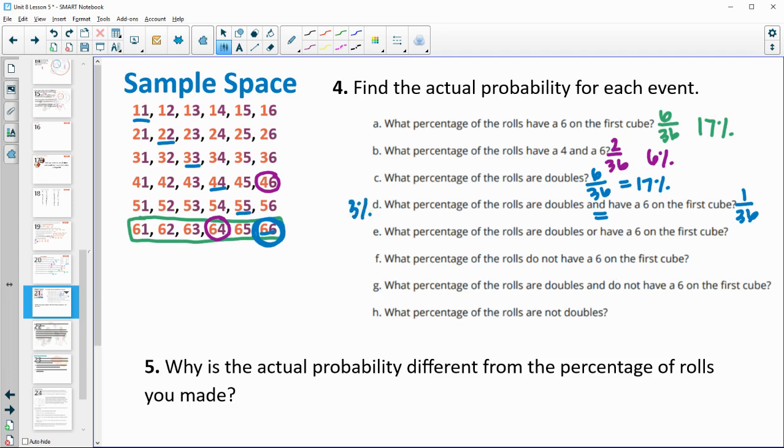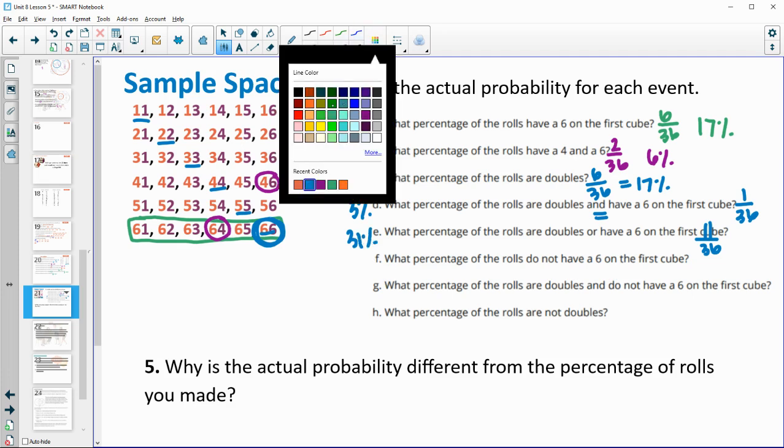What percent are doubles or a 6 on the first cube? Okay, so doubles or a 6. So now that's 1, 2, 3, 4, 5, 6, 7, 8, 9, 10, 11 out of our 36 options in our sample space. And 11 out of 36 is about a 31% chance.